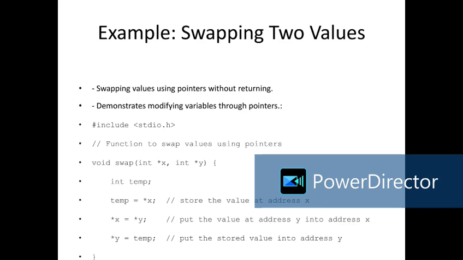Why does it work? x and y are pointers to a and b. We dereference them to swap the values at those memory locations. Without pointers, swap(x, y) would only swap copies, and a and b would not change. Interactive moment: can anyone guess what happens if we call swap(a, b) instead of swap(&a, &b)? Answer: it will not work, it will just swap copies in local scope. So pointers enable direct manipulation of original data in functions.